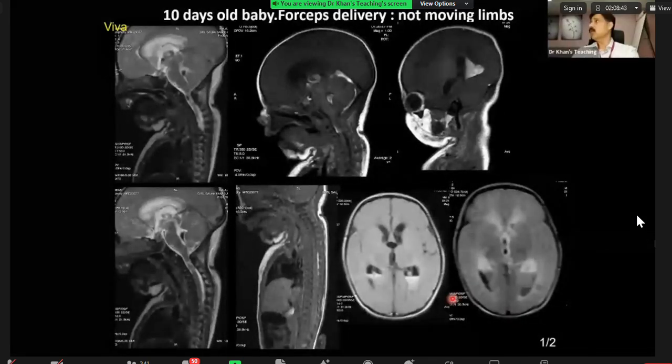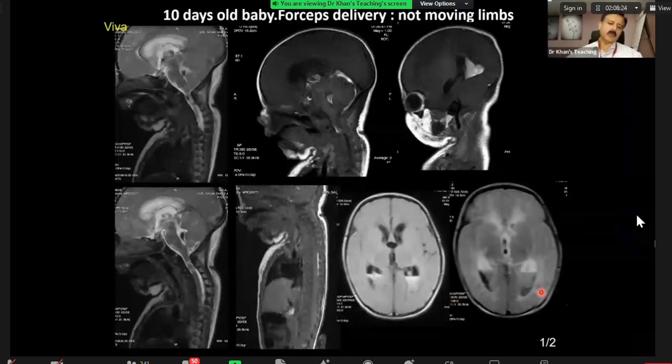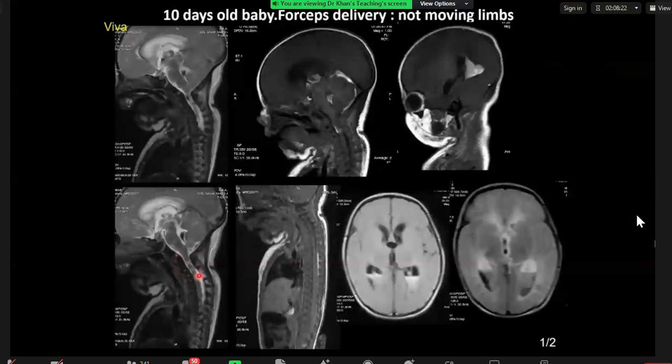What's happening in the cord? There is high signal in the. There's a low on T1, high on T2, at the kind of atlanto-axial level, like kind of yes. So how will you call it? What word will you use? Contusion. Contusion. That's fine. Yeah.